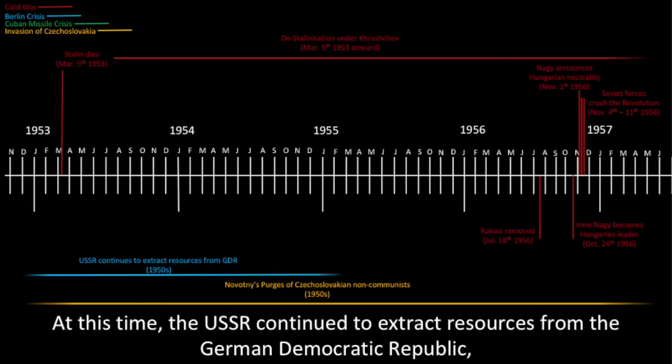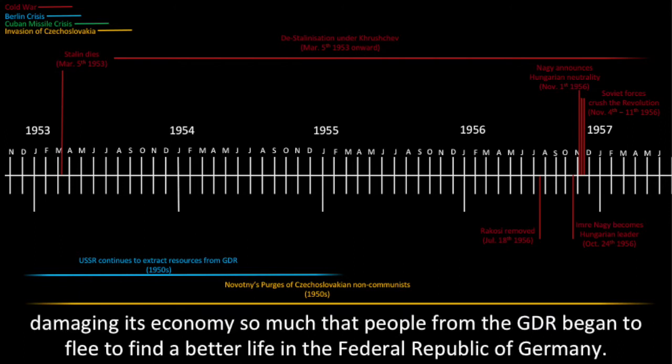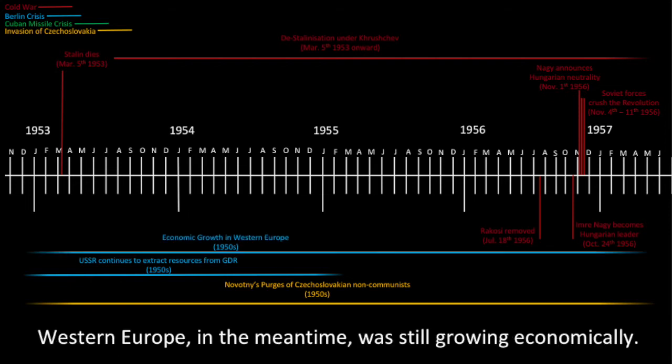At this time, the USSR continued to extract resources from the German Democratic Republic, damaging its economy so much that people from the GDR began to flee to find a better life in the Federal Republic of Germany. Western Europe, in the meantime, was still growing economically.